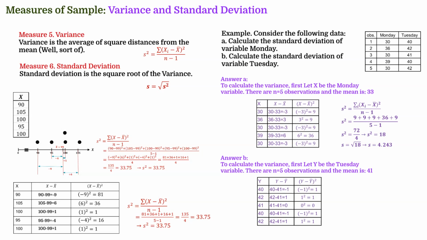In the last column, I square these values of the second column. So minus 1 squared is 1, 1 squared is 1, 0 squared is 0, minus 1 squared is 1, and 1 squared is 1 again. Now, as you can guess, I calculate the variance first. S squared is the summation of the last column, 1 plus 1 plus 0 plus 1 plus 1, divided by 5 minus 1, which is 4 divided by 4. So variance is 1. The square root of variance gives the standard deviation, which is the square root of 1, equal to 1.